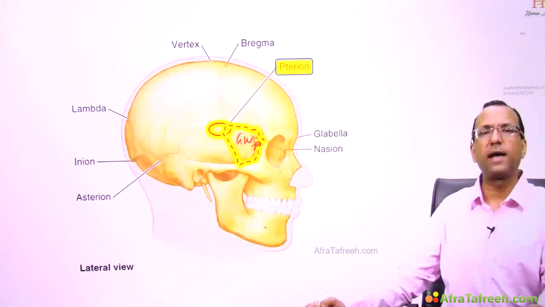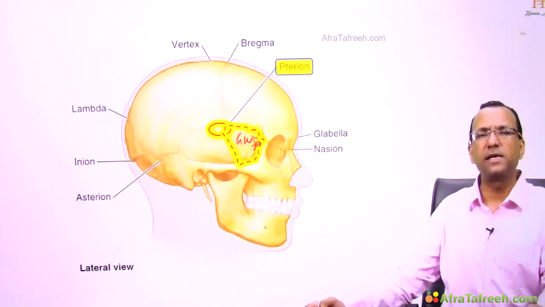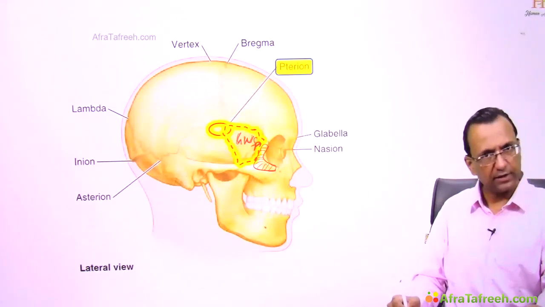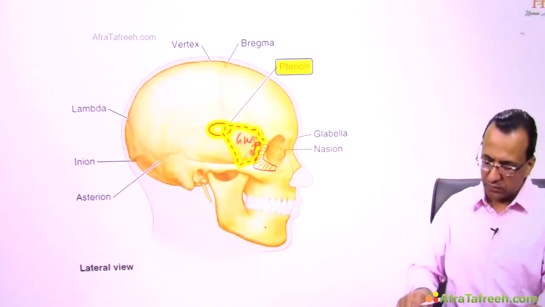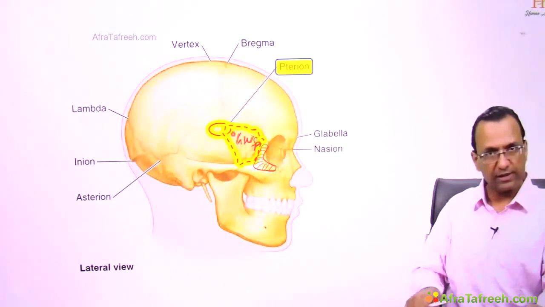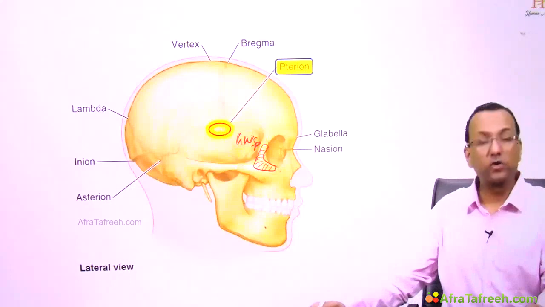Then who is forming the lateral wall of the orbit anteriorly? That was the zygomatic bone. So the zygomatic bone is anterior, and the greater wing of sphenoid is posterior. Two bones form the lateral wall of the orbit, and the greater wing of sphenoid also contributes to the pterion.